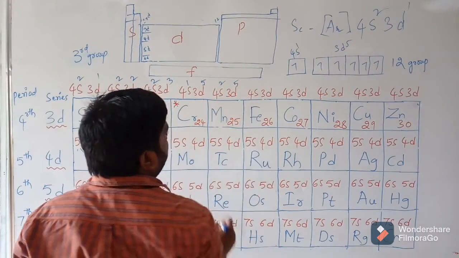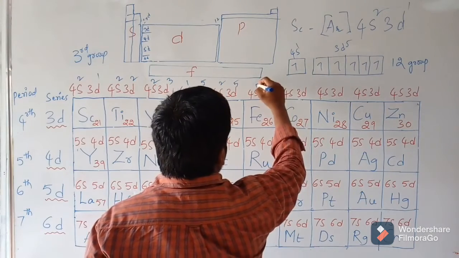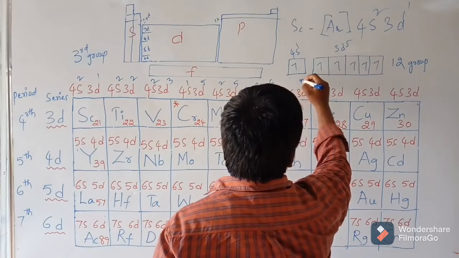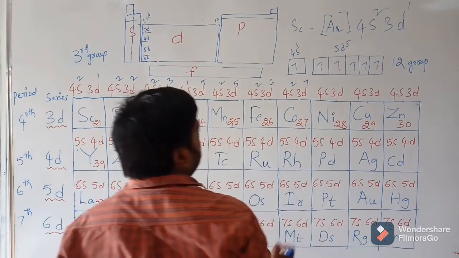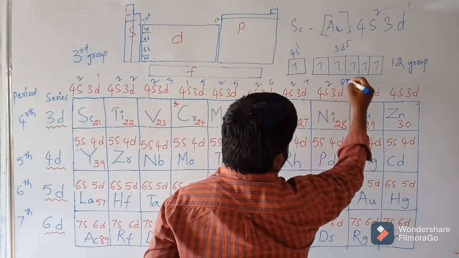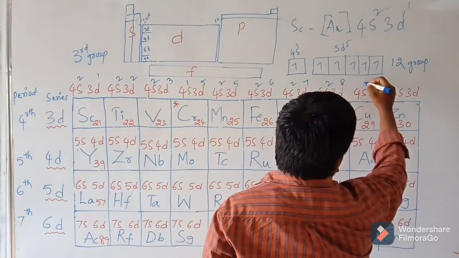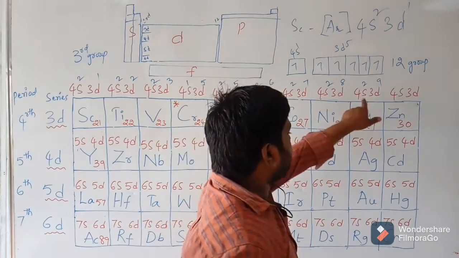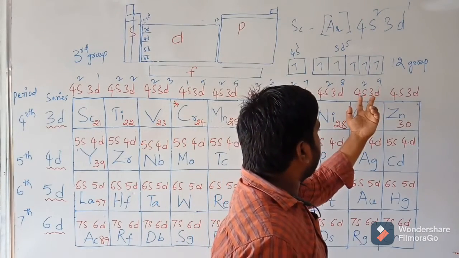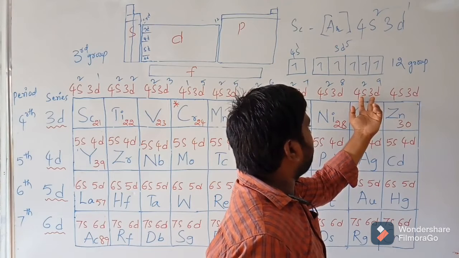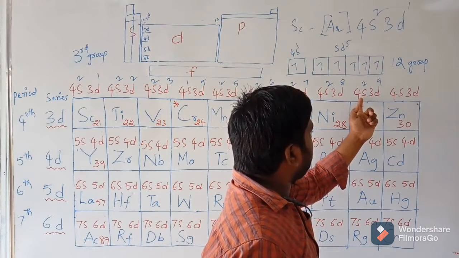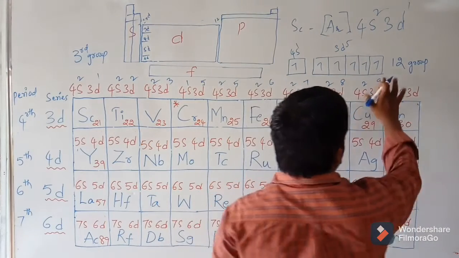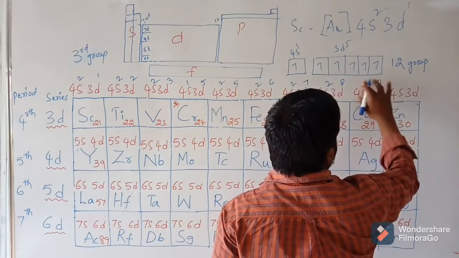4s2 3d5, 4s2 3d6, 4s2 3d7, next 4s2 3d8, and this is also 4s2 3d9. But in this also the energy gap between the 4s and 3d is less. That is the reason the electron will jump from the 4s to 3d. It is going to form 3d10, 4s1.